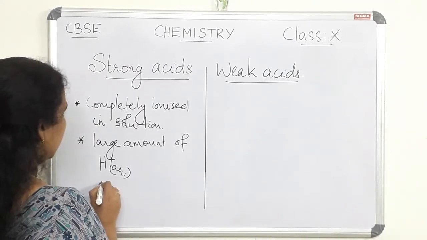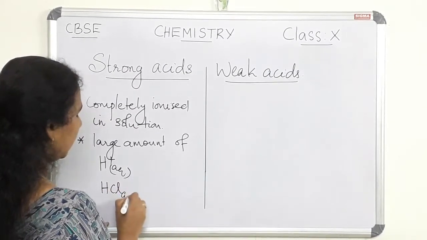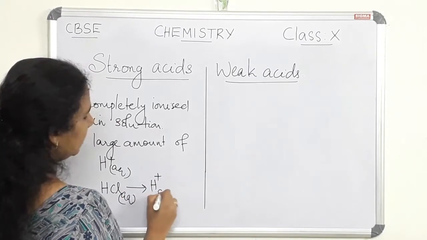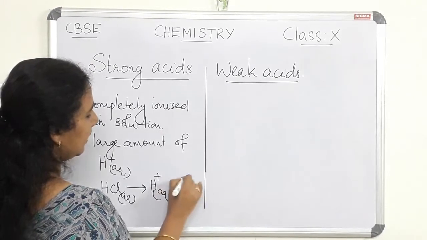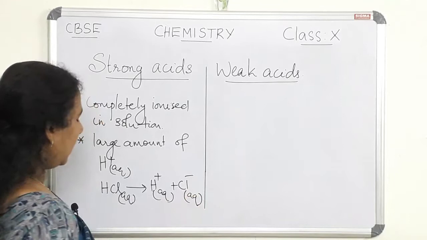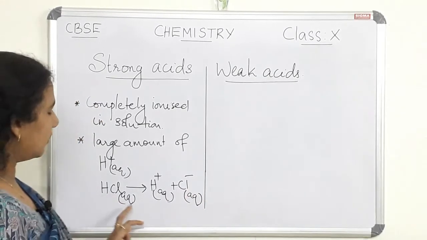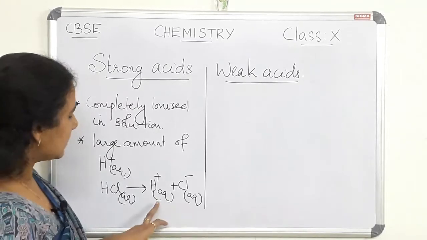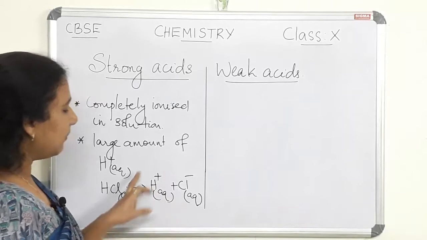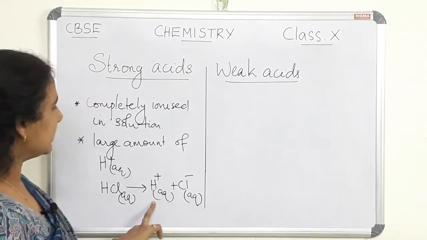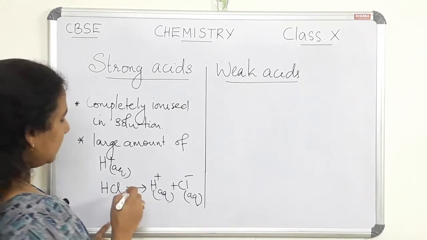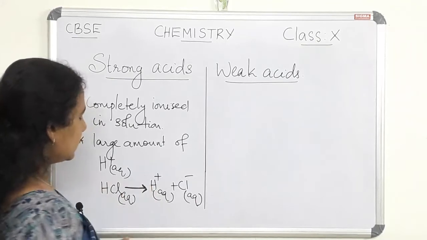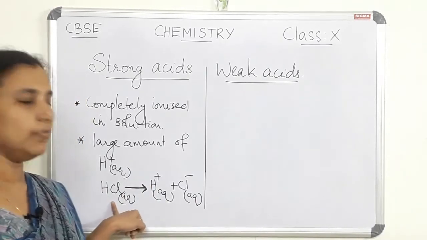For example, hydrochloric acid in aqueous solution produces H plus aqueous and Cl minus aqueous. This is the ionization of hydrochloric acid. When hydrochloric acid dissolves in water, it ionizes to produce hydrogen ions and chloride ions. Here it produces a large amount of hydrogen ions in solution, so we can say that this is a strong acid, and this is represented by a single headed arrow. This is a representation of ionization of HCl.